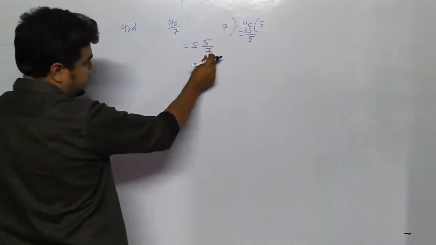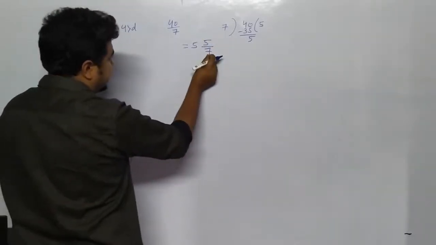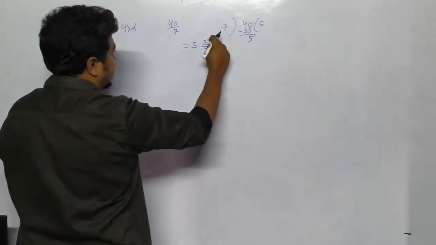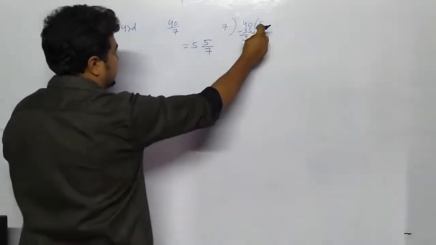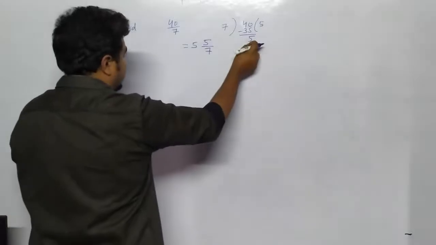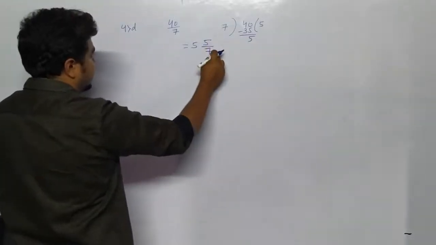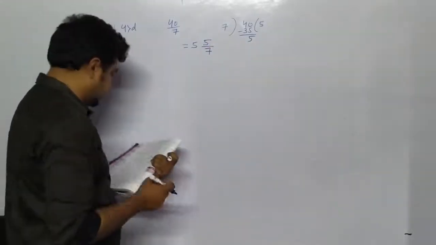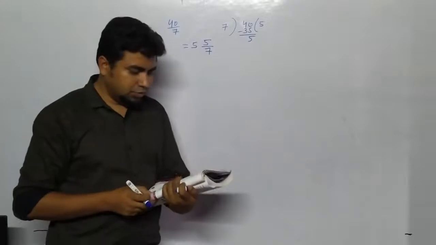You have to take the quotient first, then write the remainder as the numerator and the divisor as the denominator. First write the quotient here, then take the remainder as the numerator and the divisor is the denominator. This is question number 4D.